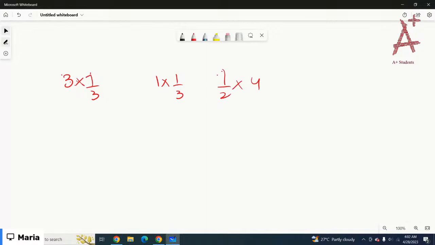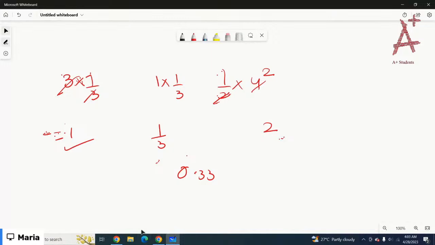Here you have 3 times 1 over 3, the 3 and 3 get cancelled out, you are left with 1. So this is the one that is exactly equal to 1. Got it? 1 times 1 is 1, so 1 over 3 would be less than 1. It would be around 0.3 something. Got it? That would be 0.33. And 1 by 2 times 4, 2 times 1 is 2 and 2 times 2 is 4. So that would be 2. That one is less than 1 and that one is greater than 1.